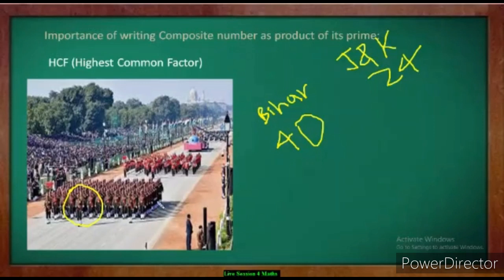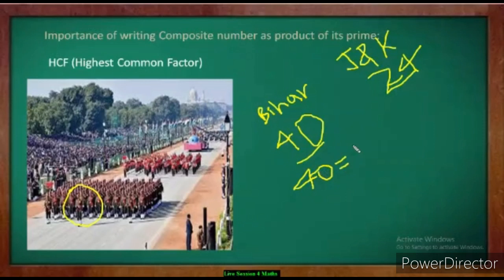If we have to create the maximum number of soldiers in one row, what will be that number of soldiers in one row? Maximum number, highest number. So we have to find the highest factor which is common for both. How can we find it? We will express both composite numbers as a product of primes.